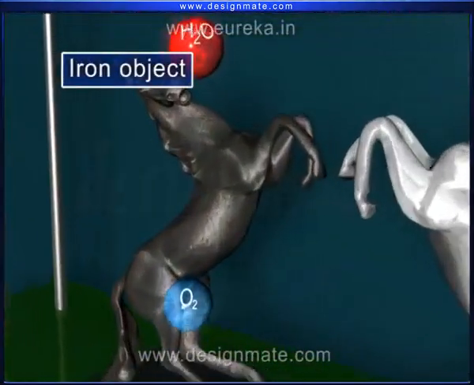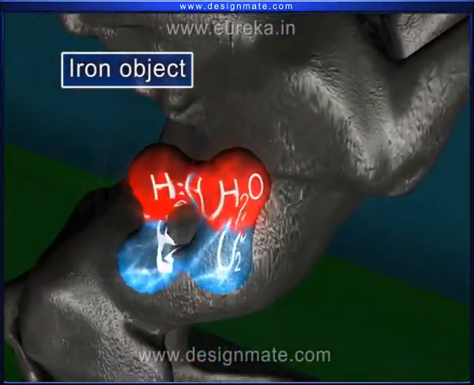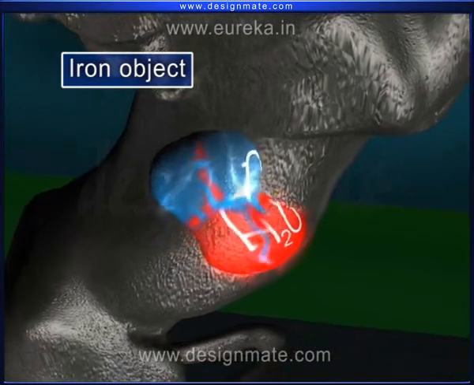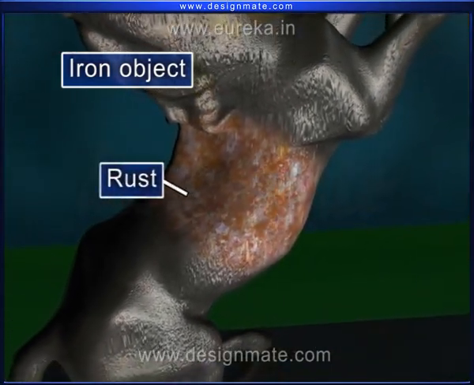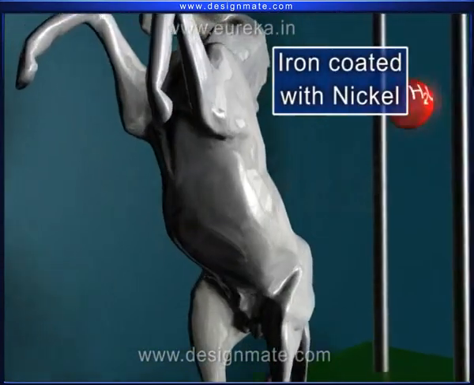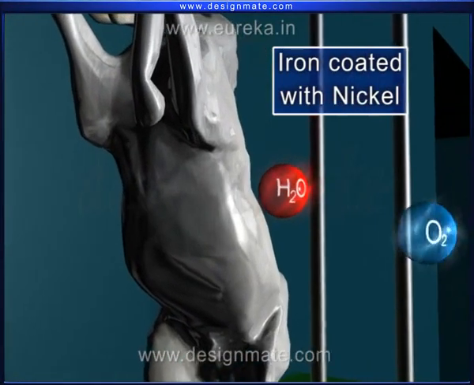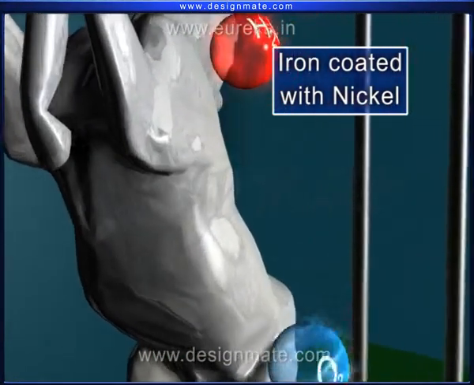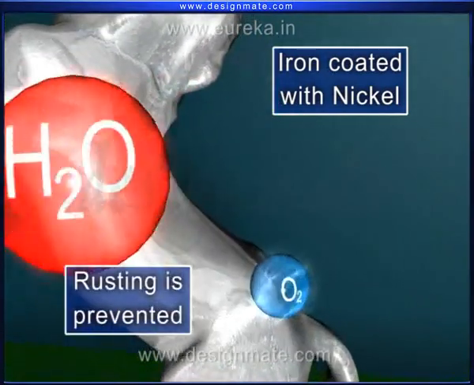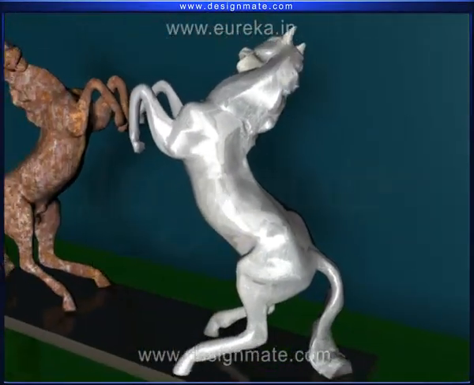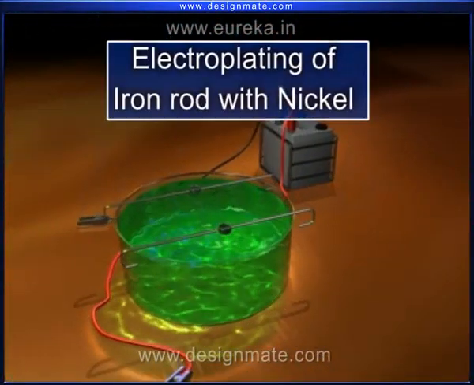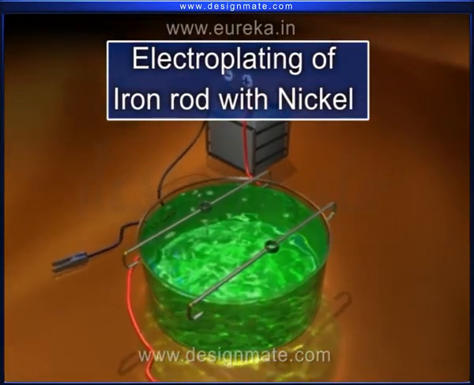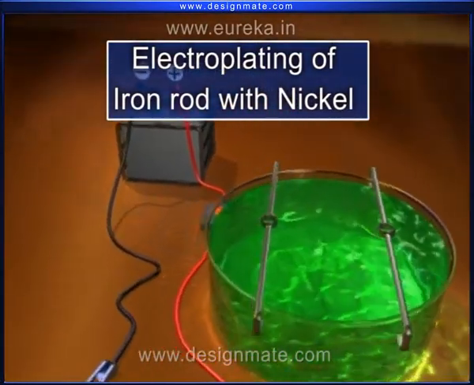Electroplating to achieve protection. Oxygen and moisture present in air tend to react with iron objects, forming rust. If these iron objects are coated with nickel, then oxygen and moisture will not be able to react with iron, and rusting could be prevented. Let us see the procedure of electroplating an iron rod with nickel in detail.